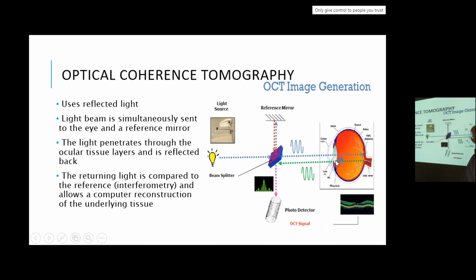So this tells us that anything that obstructs the light will affect the OCT. If we have a media opacity, if we have poor dilation, even if we have dryness, it will affect the image of the OCT, because the light will rely on the refractive power also of the eye.